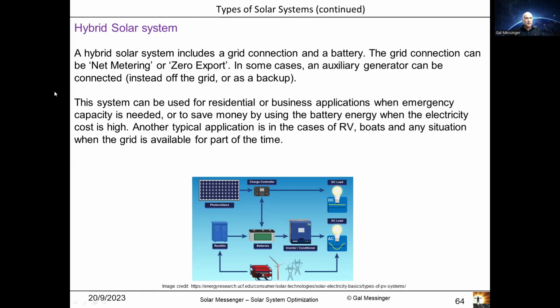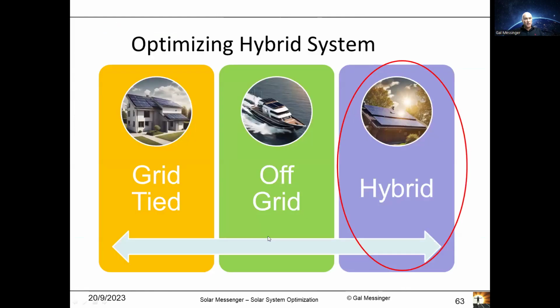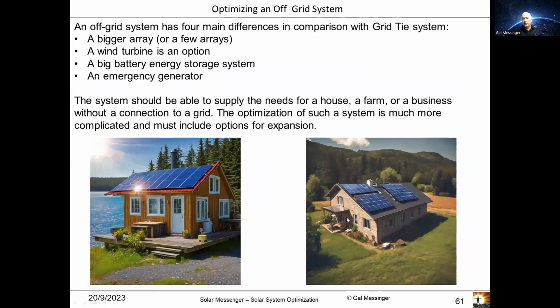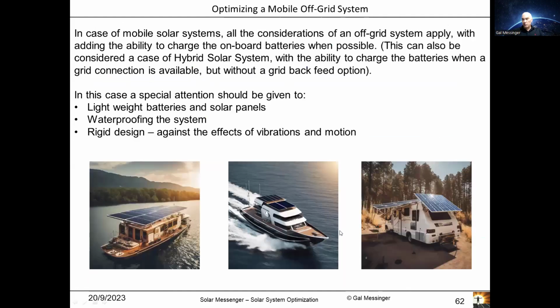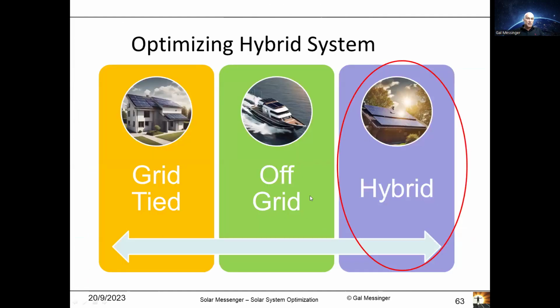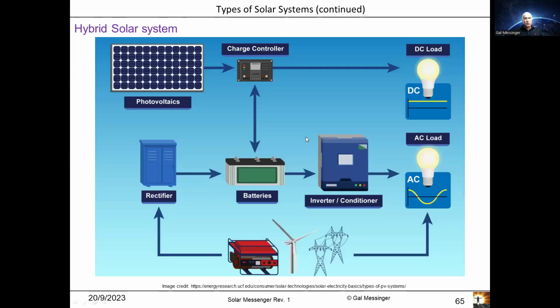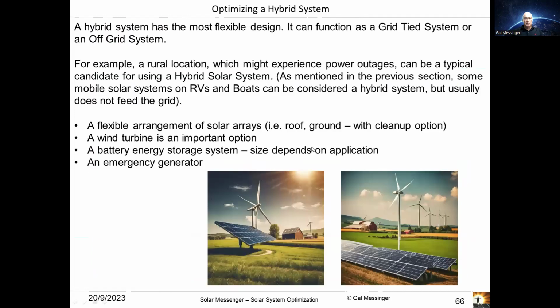So the idea is that hybrid systems are quite rare. The considerations are the battery size. An off-grid system will have a huge battery if it's stationary, and a smaller battery if it's movable because the weight is an issue. A hybrid system depends on the application.